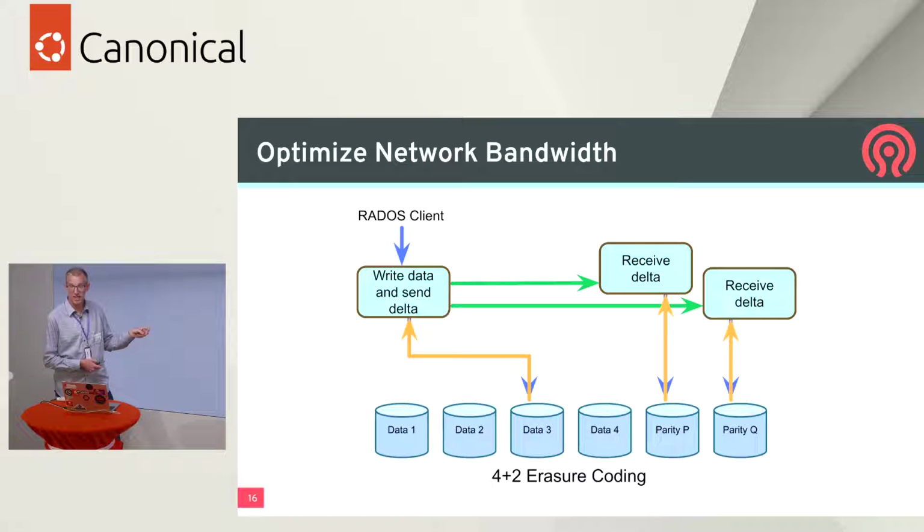That gives us the delta. We can send the delta across to the OSDs that have the coding parities, and then they can do a read of their parity, apply the delta, and write it back. And so still the same number of IOs, but we're doing the read and write for the parities on the parity OSDs themselves. So the amount of network bandwidth we're using has been reduced.